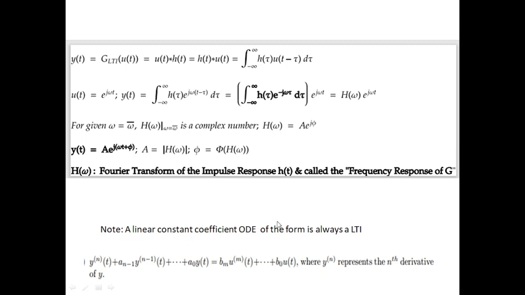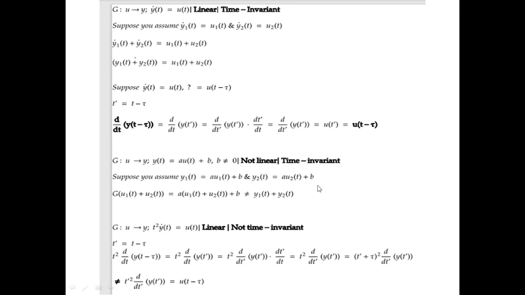Also, a linear constant coefficient ODE will always form an LTI system. An LCC ODE of this form would always form an LTI system. Note that there are no constants, hence this is linear as well as time invariant. So these are the solutions to the problem.